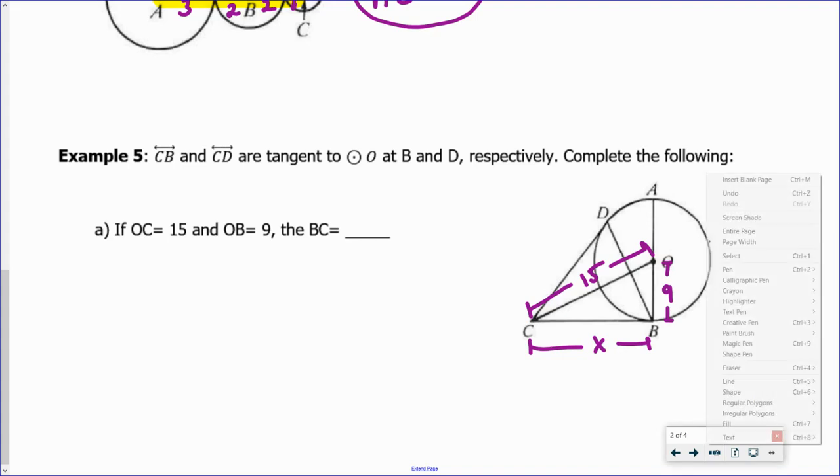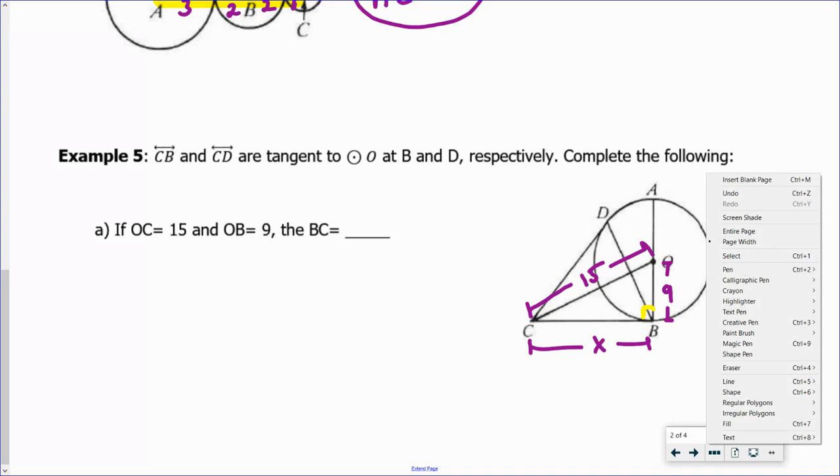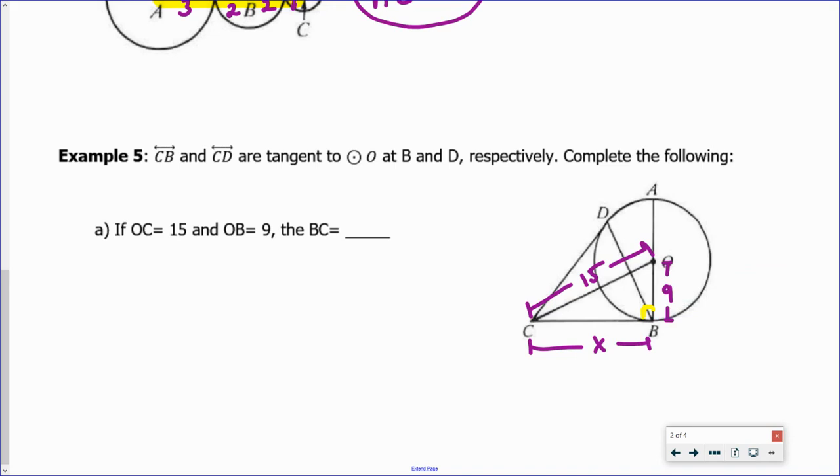All right, so this one's actually similar to one that we've done already, an example from last class. So remember, BC is tangent to circle O at point B. So the radius and that tangent are going to form a 90-degree angle at that point. So it appears here to find X, we're going to be able to apply the Pythagorean theorem again. So we've got X squared plus 9 squared equals 15 squared.